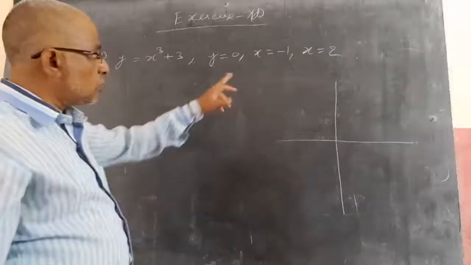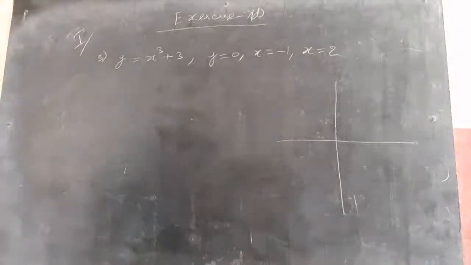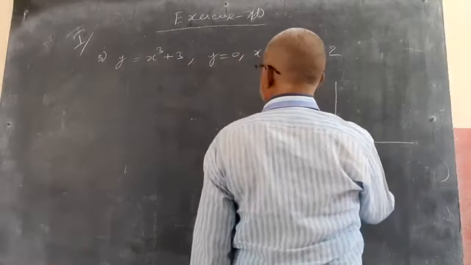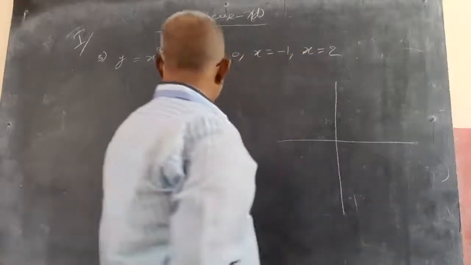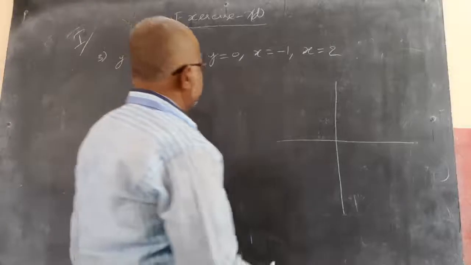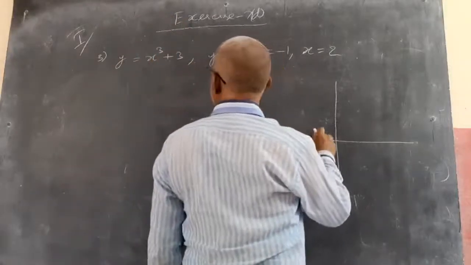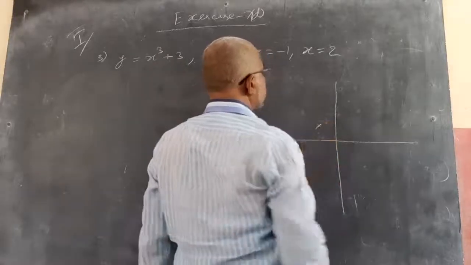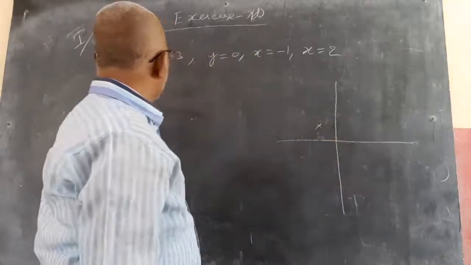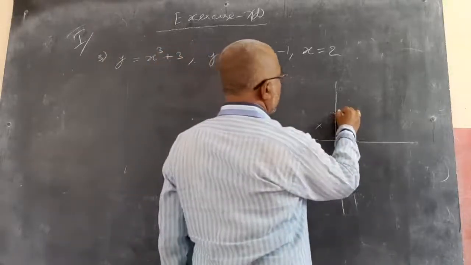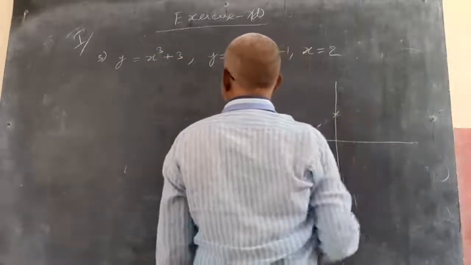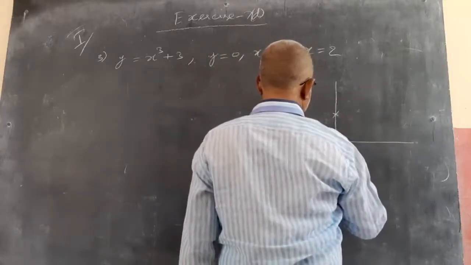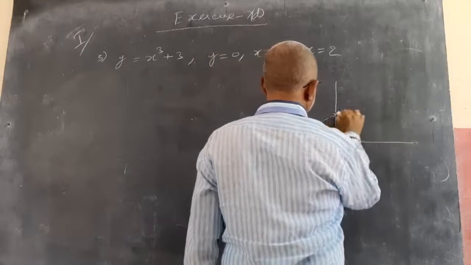If x equal to minus 1, what will be the value of y? x equal to minus 1 means y is minus 1 plus 3, which is 2, somewhere like this. And x equal to 0, y is 3. And x equal to 2 means y is 11. So what I want to say is the curve will be like this.